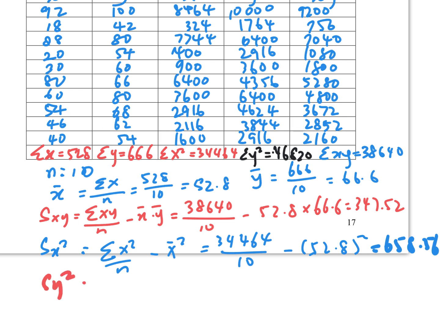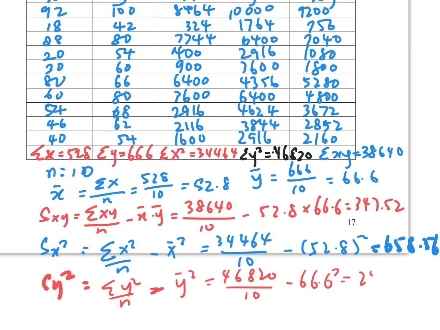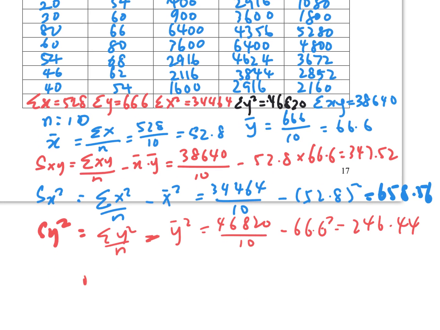And s_y squared will be equal to the sum of y squared divided by n minus the mean of y squared, so it will be 46,820 divided by 10 minus 66.6 squared, and I get 246.44.